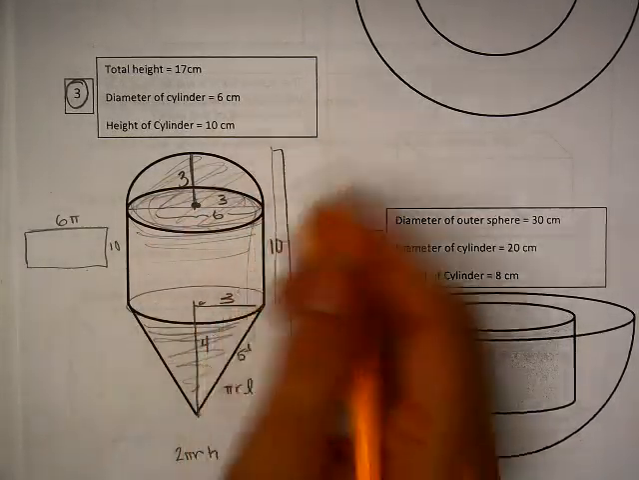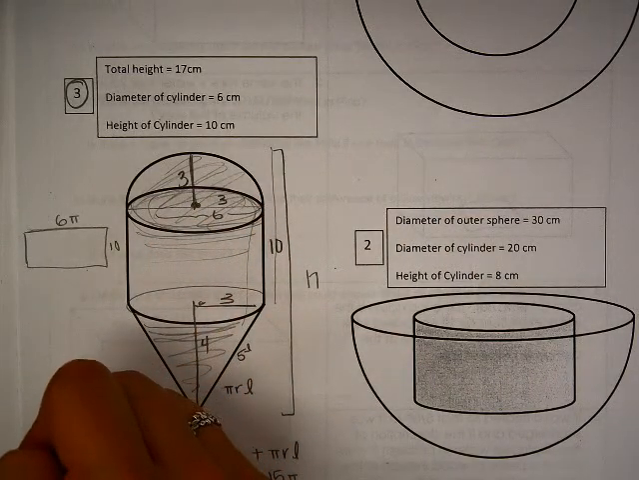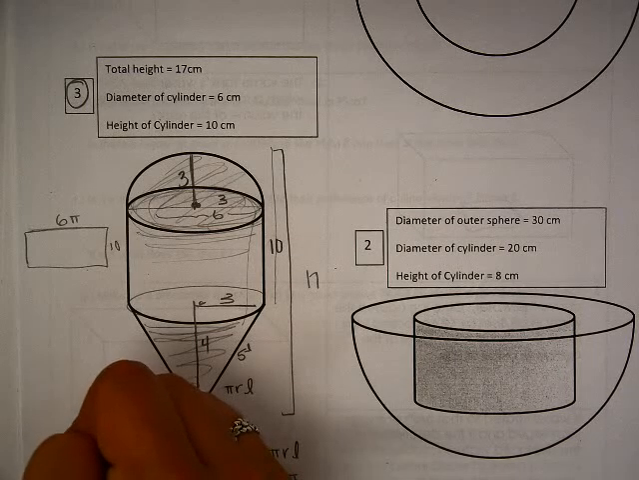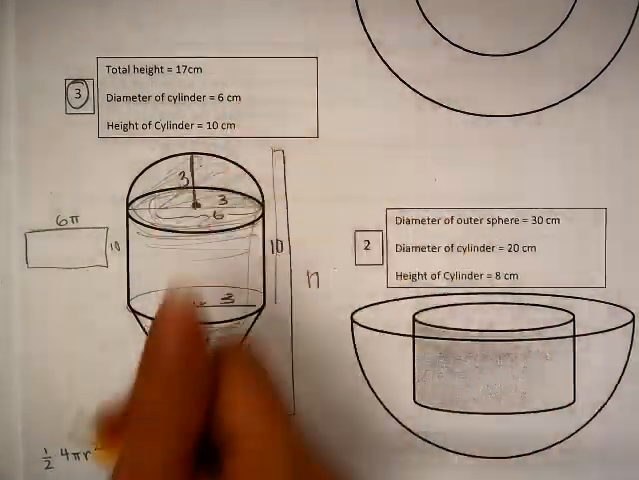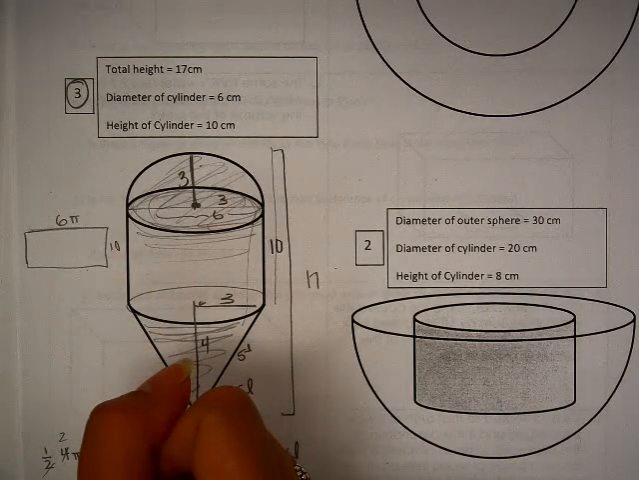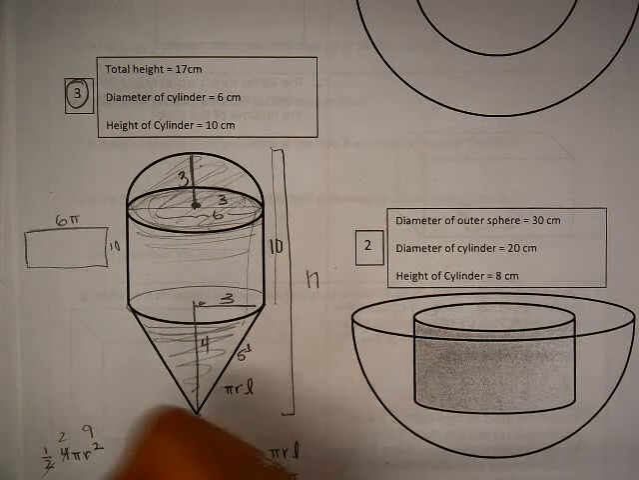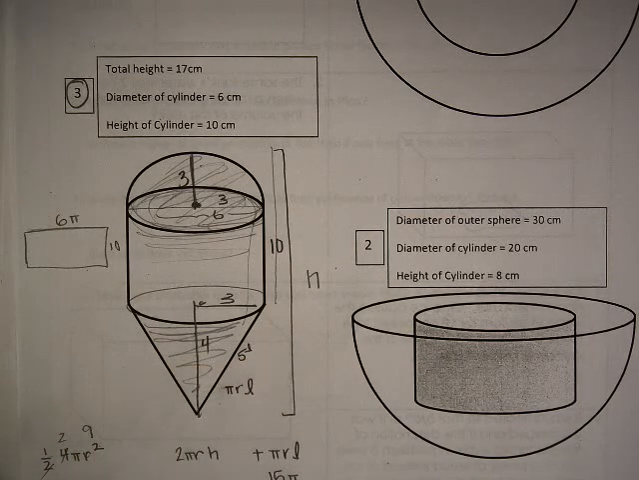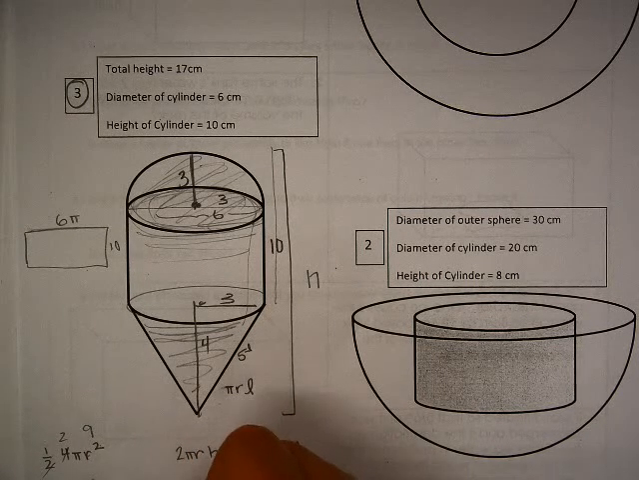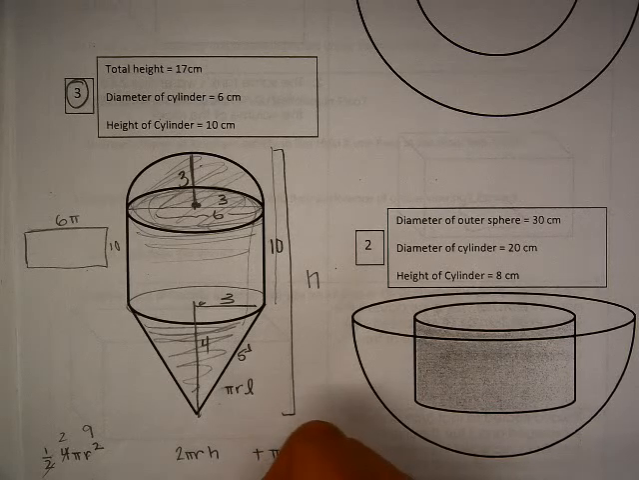And then we need half of a sphere, so a hemisphere, which is 1/2 of 4 pi r squared. And r is 3. So this would give us a nice little 2, this would give us a 9, so 18 pi. So if I add 18 plus 60 plus 15, I get 93 pi for the total surface area.